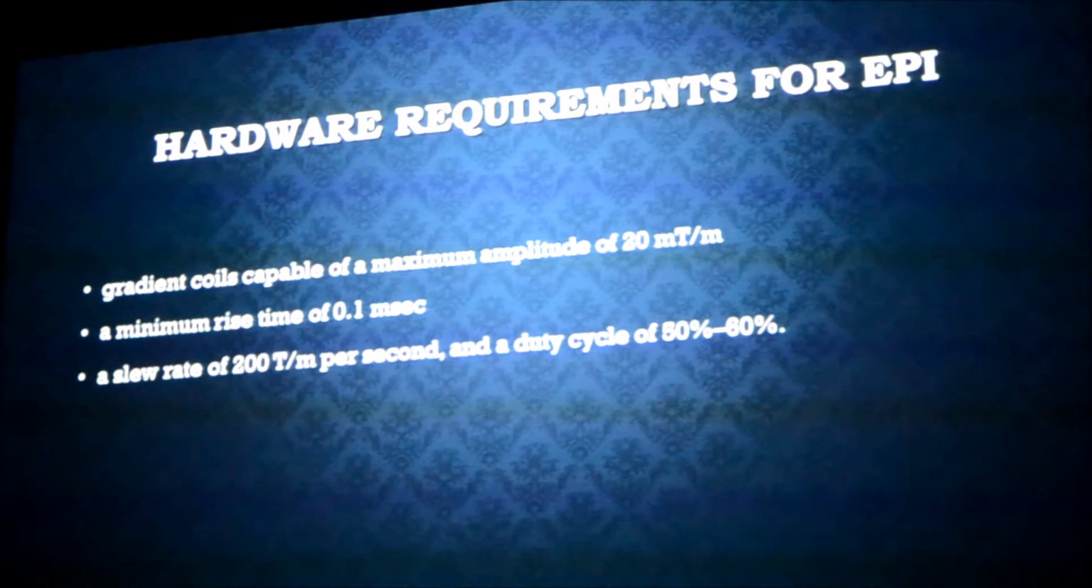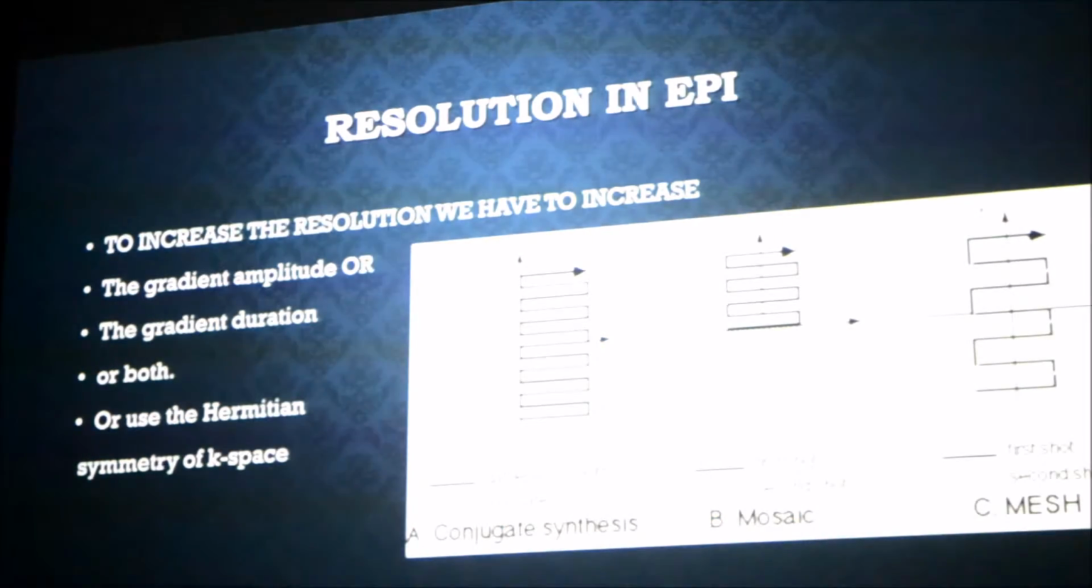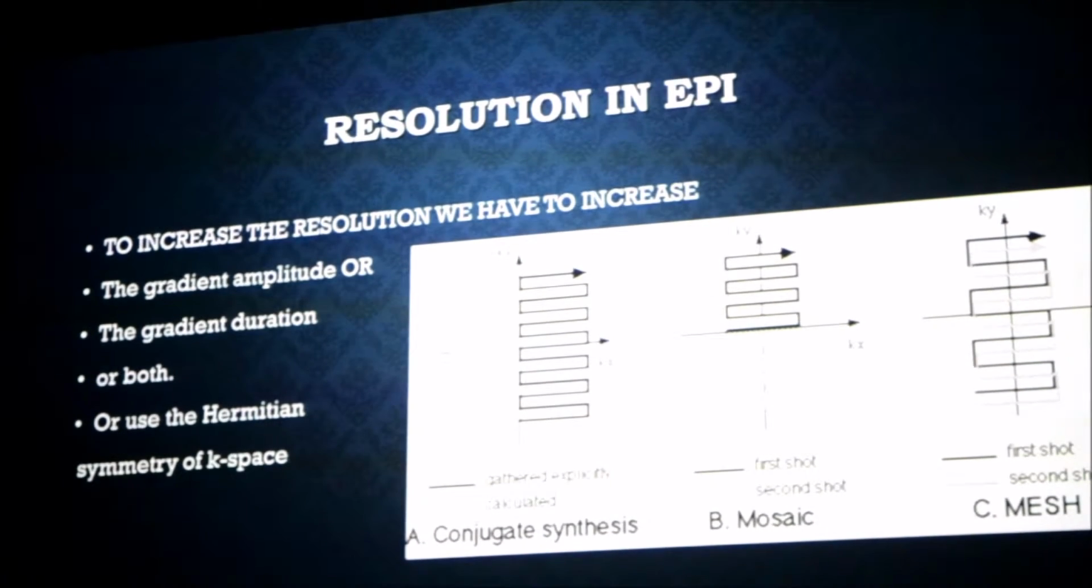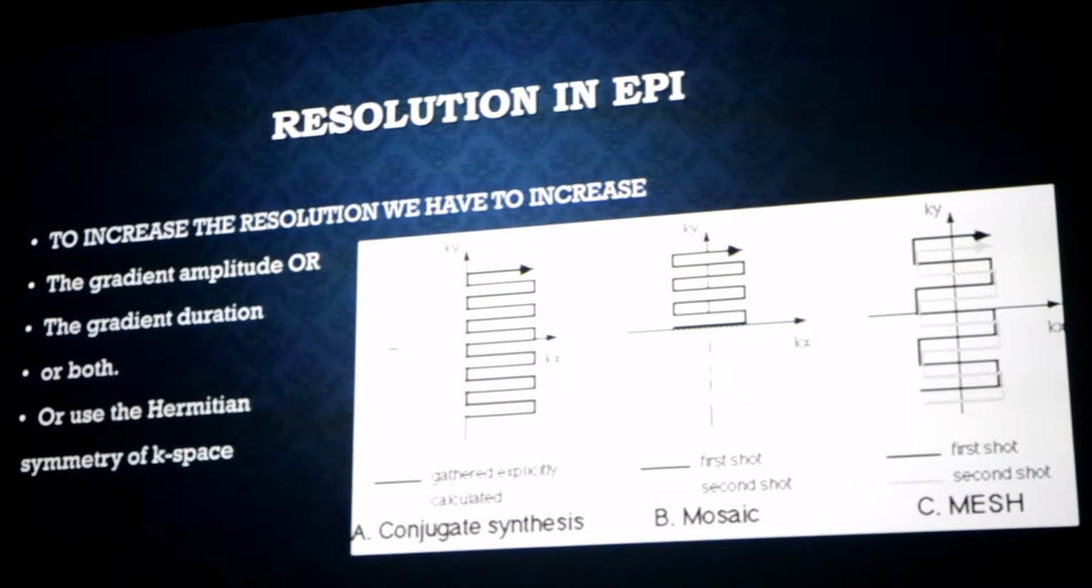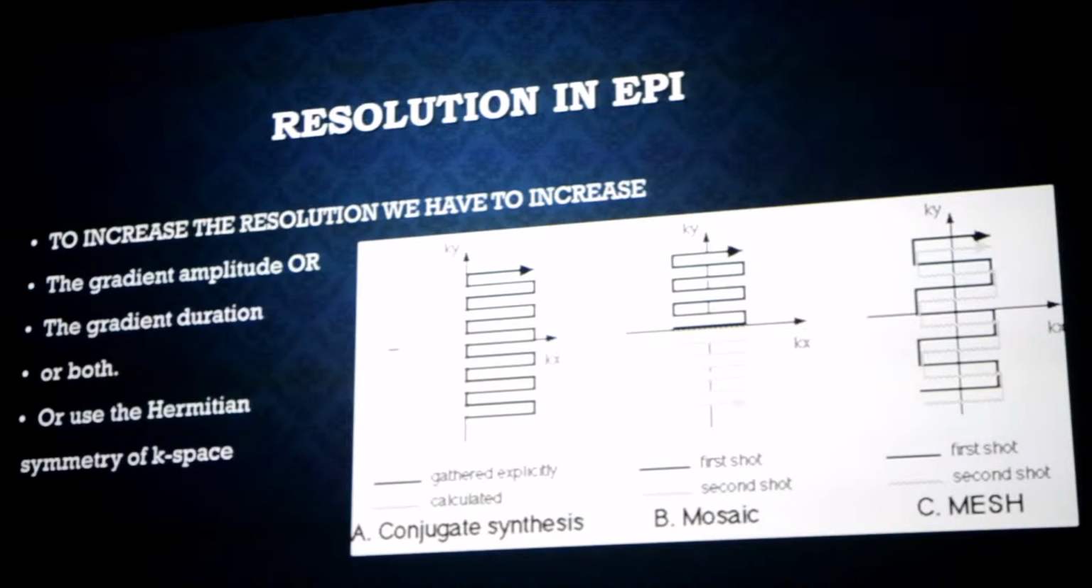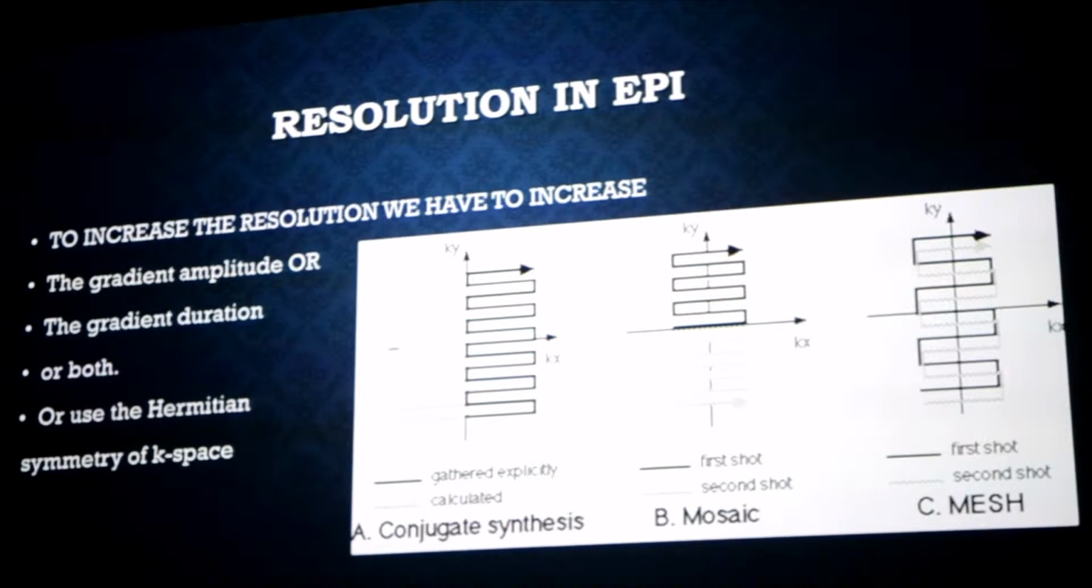So EPI is a very demanding pulse sequence that requires high performance gradients, high peak amplitudes, high receiver bandwidth, a large amount of power, low eddy currents, etc. The resolution in EPI is not very good, because to increase the resolution we have to increase the gradient amplitude, but our system is already working at its limits, so we have to increase the gradient duration or both. So in normal EPI images, the resolution is not good.